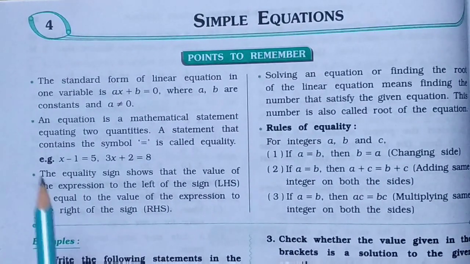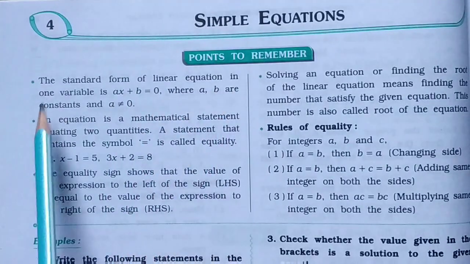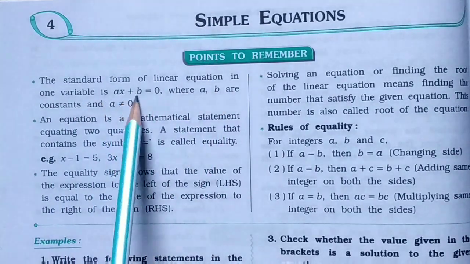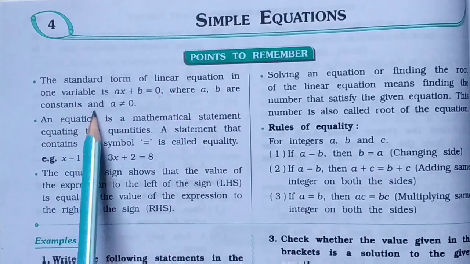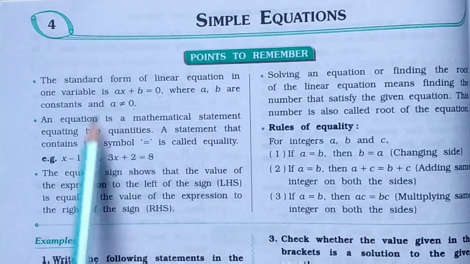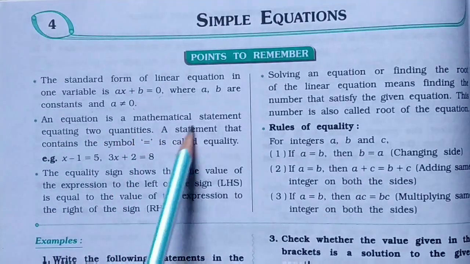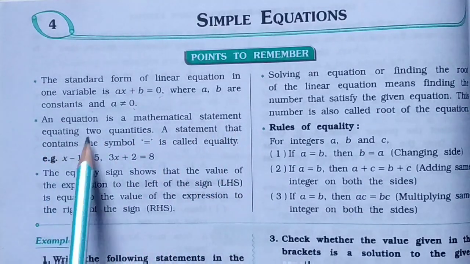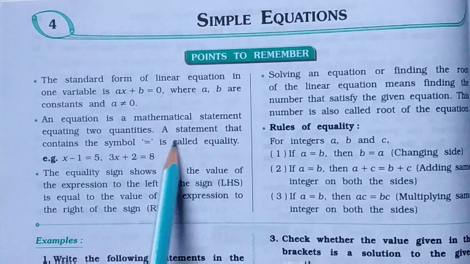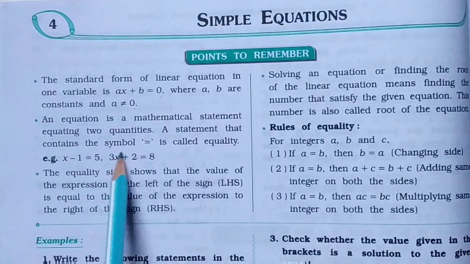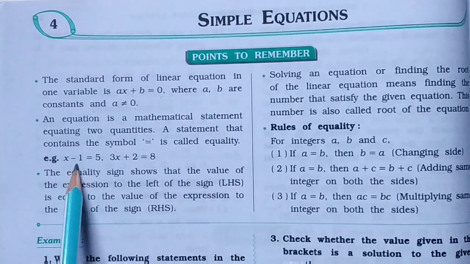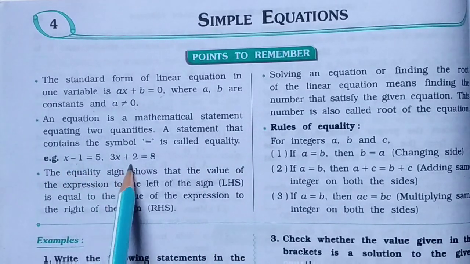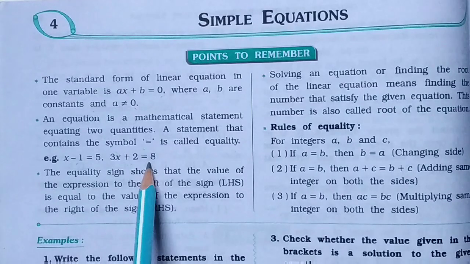First, the standard form of a linear equation in one variable is ax plus b is equal to 0, where a and b are constants and a is not equal to 0. An equation is a mathematical statement equating two quantities. A statement that contains the equal symbol is called an equality. Examples: x minus 1 equal to 5 and 3x plus 2 is equal to 8.